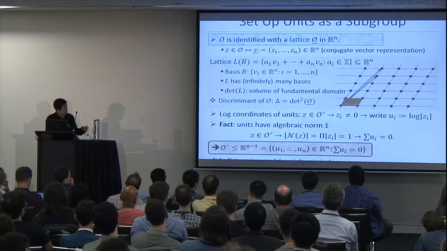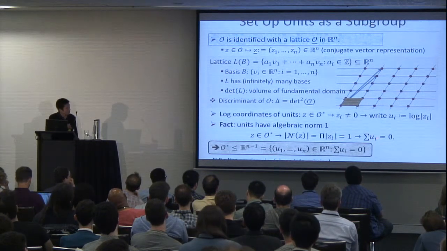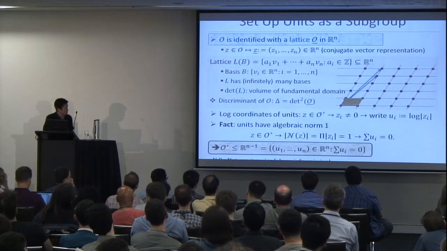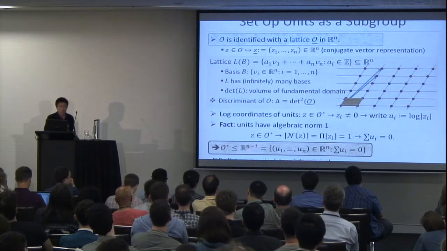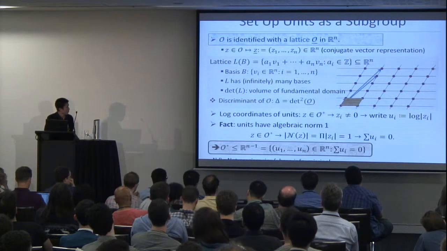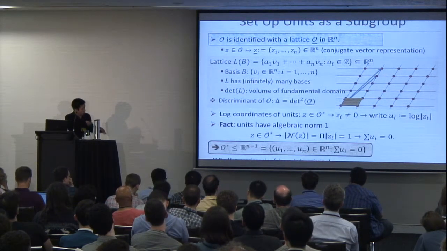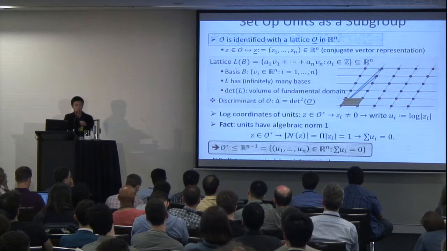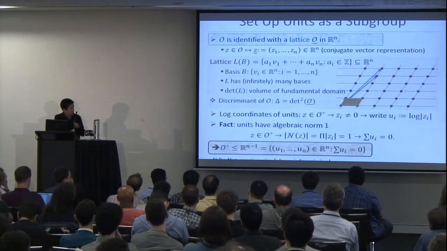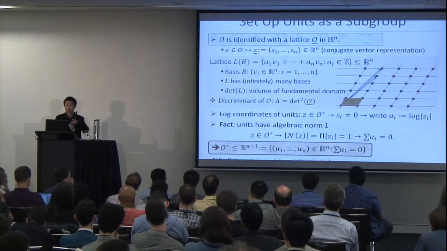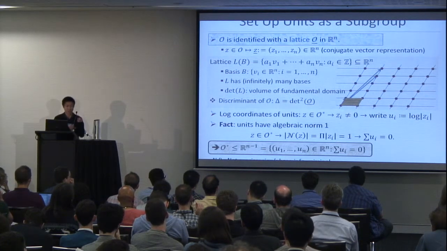Therefore, there's one redundant coordinate. So we can place the unit group as a subgroup in R to the n minus 1. Namely, the unit group lies in a hyperplane in an n-dimensional real space with the constraint that the summation of the coordinates equals 0.